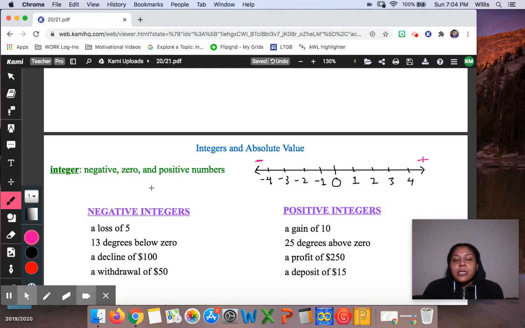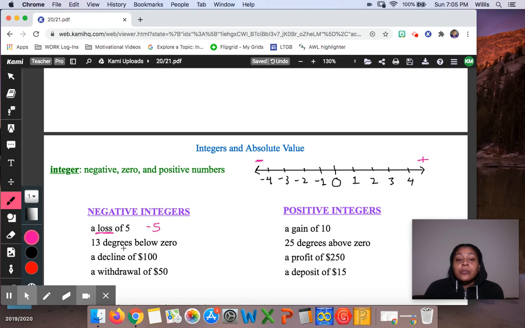Now we're going to take a look at some key words that we will see in word problems to help us figure out if we're going to have a negative number or a positive number. For the negative integers, we take a look at our first example, a loss of 5. Our keyword here is loss, okay? And since it's a loss of 5, we're going to represent that as a negative 5.